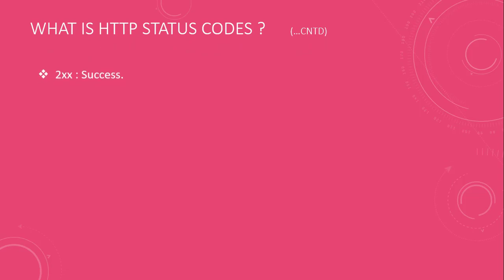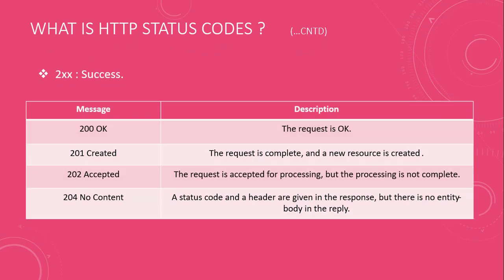Next is the 2XX, that means success. 200 OK, the request is OK. 201 Created, the request is complete and a new resource is created. 202 Accepted, the request is accepted for processing but the processing is not complete. 204 No Content, a status code and a header are given in the response but there is no entity body in the reply.